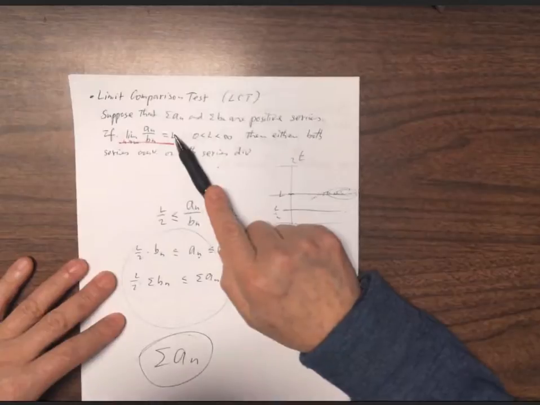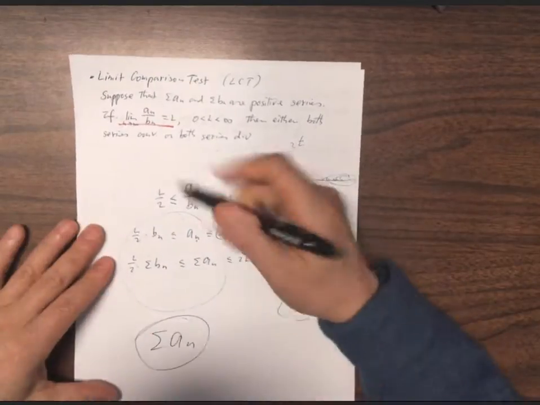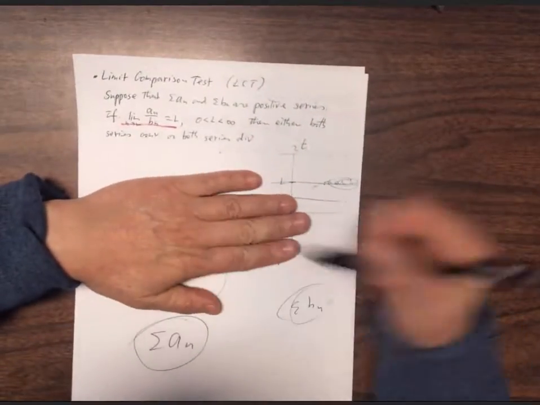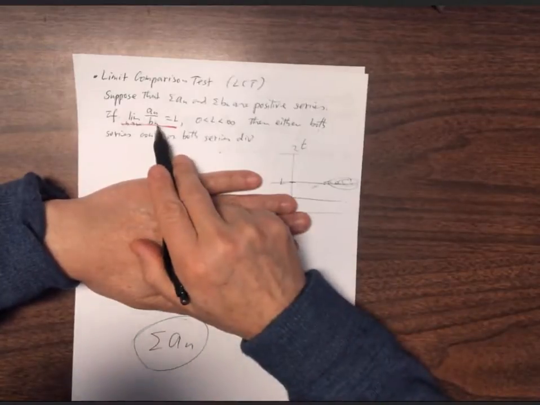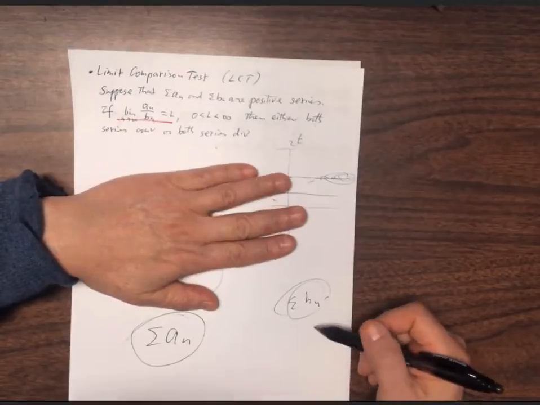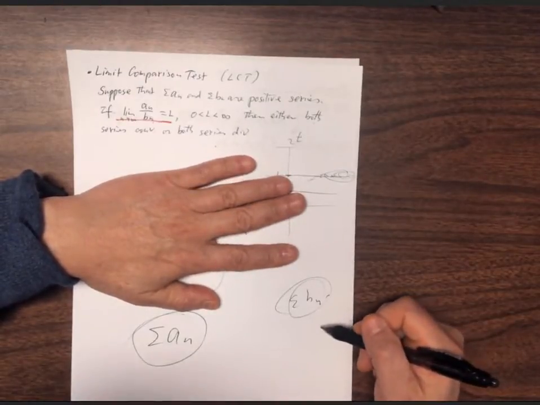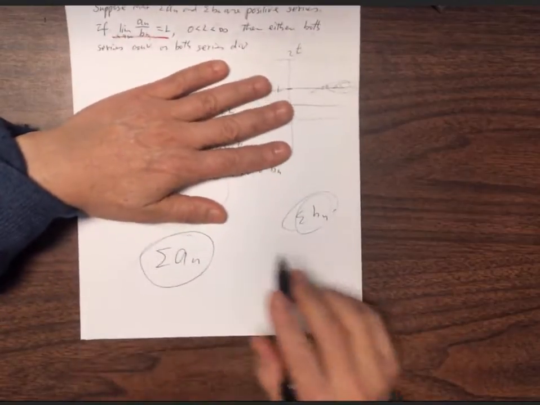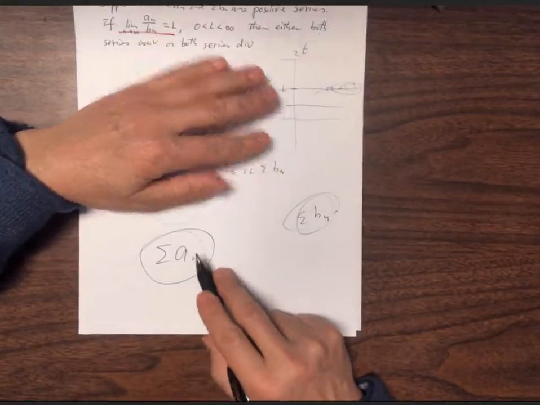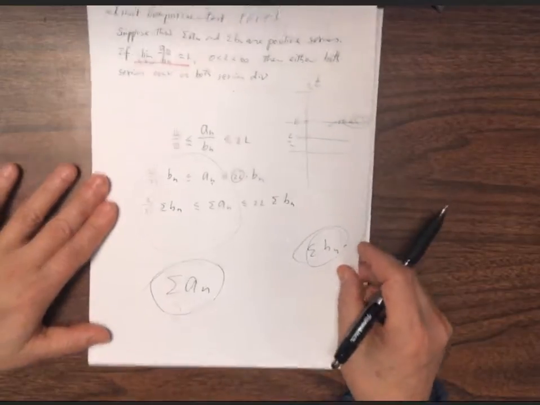So this test is much simpler than the termwise comparison because we don't need to estimate anything. That was just the proof, so we don't need to worry about it. All we need to do is come up with the sigma bn and check the limit. So the only question is, how do we come up with sigma bn? The good news is, most of the time, we just drop lower order terms in sigma an. That's all we need to do. Let's see an example.